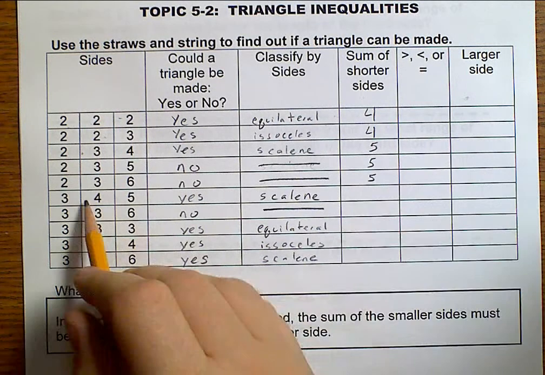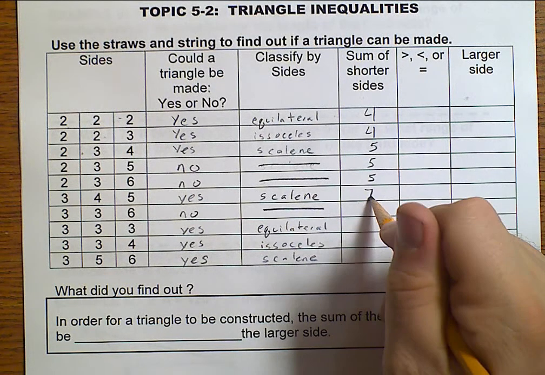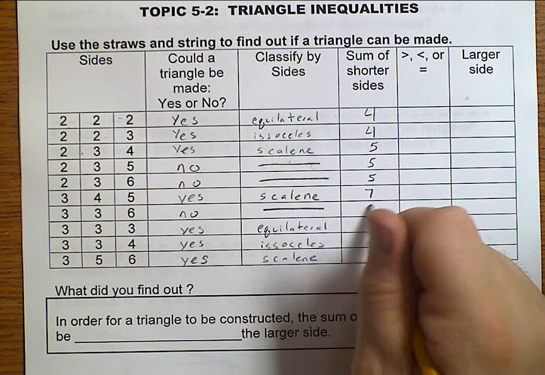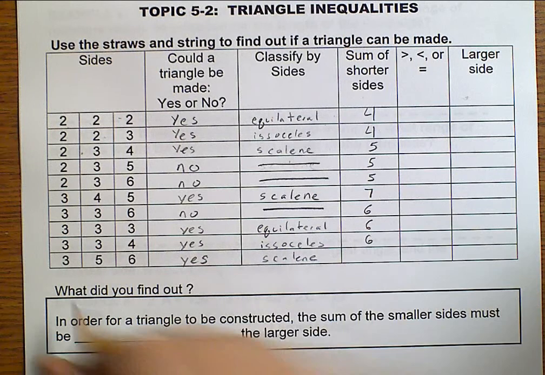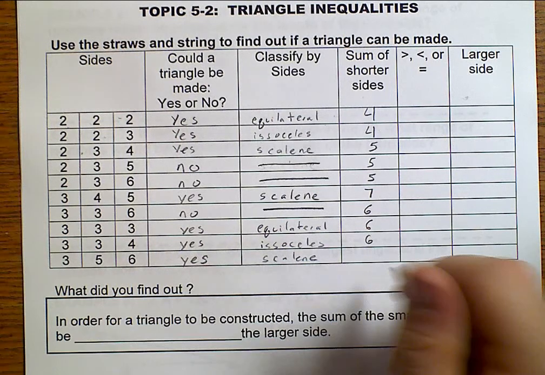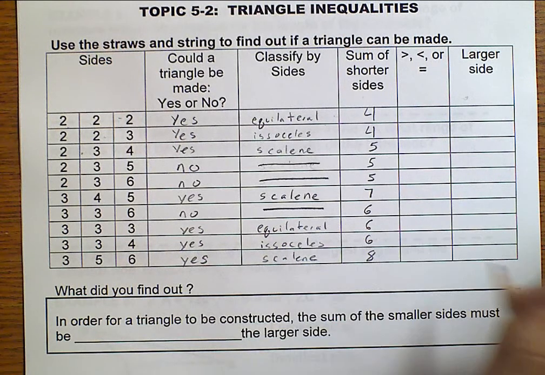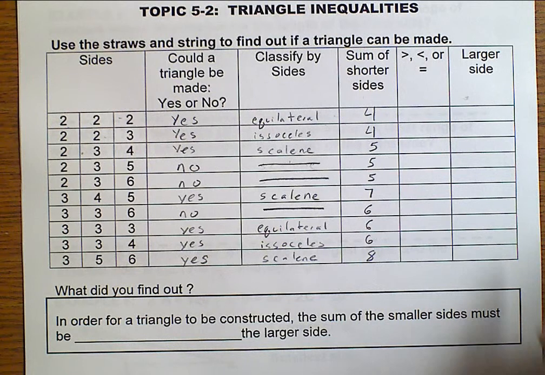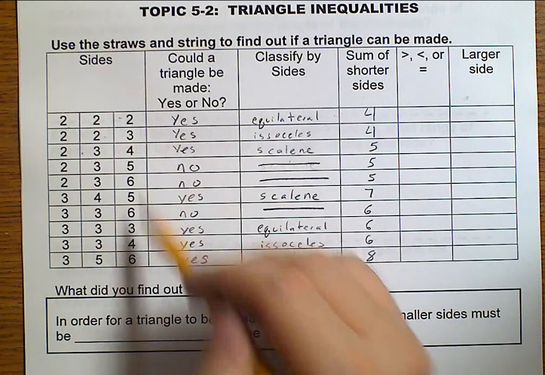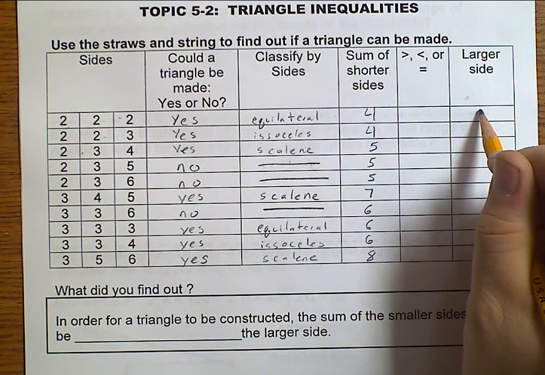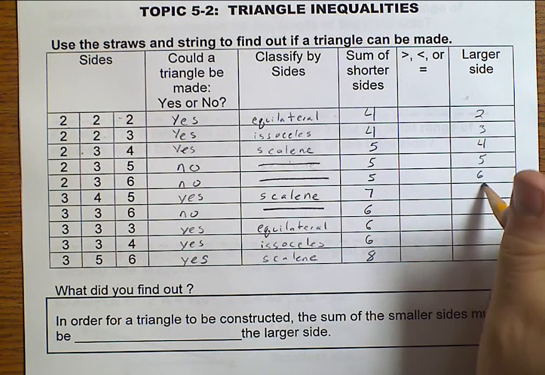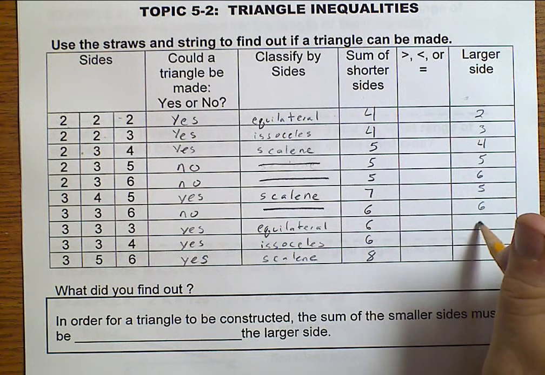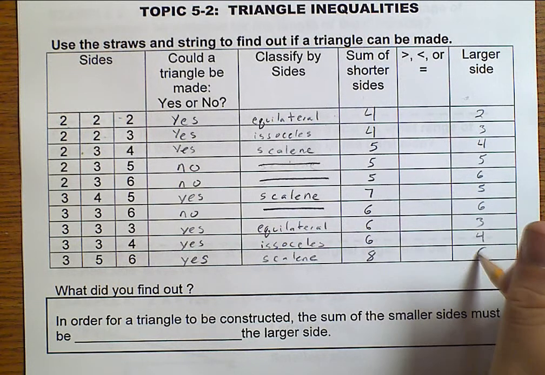3 and 4 make 7. 3 and 3 make 6. We've got a total of 3 of those. 3 and 5 make 8. Now we're going to talk about our larger side. We're just going to copy down this row right here. 2, 3, 4, 5, 6, 5, 6, 3, 4, 6.